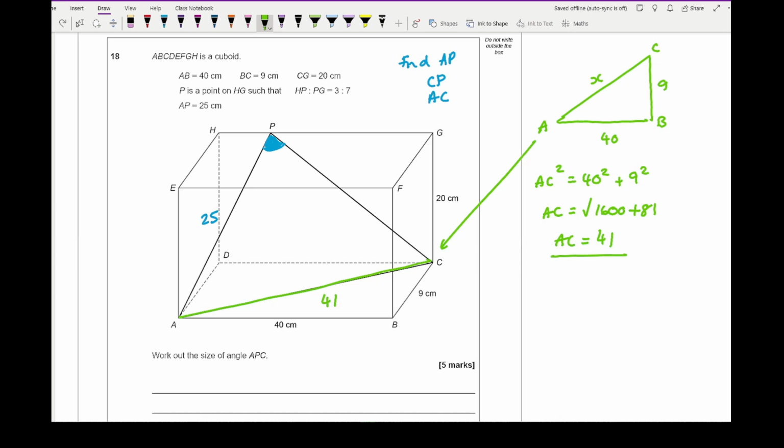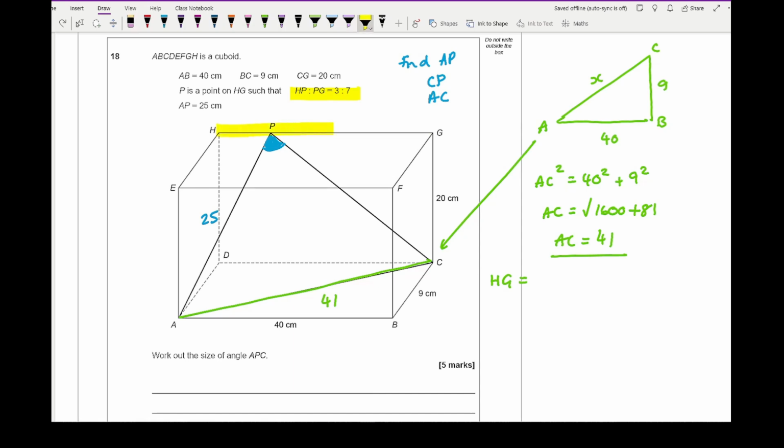Then what I can do is find out what CP is. In order to do that, I need to use this information here. Using the ratio, what we know is that H to G is this length here. Let me use a different colour.